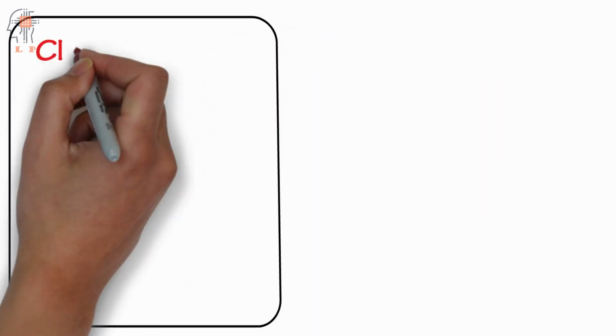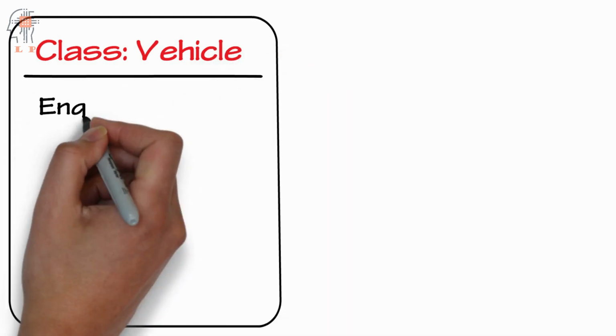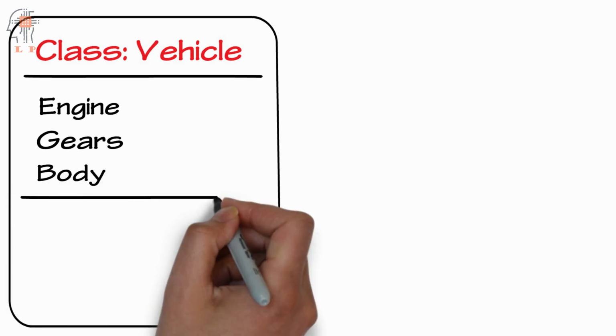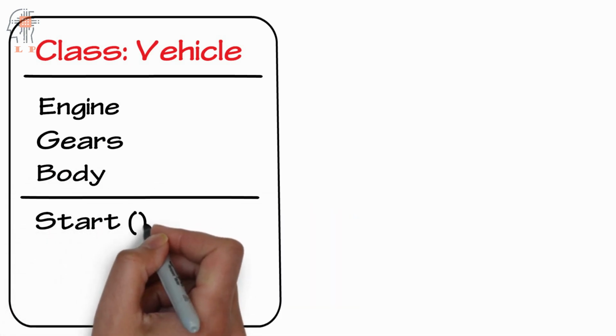Now our vehicle here is a class, which is a blueprint with all the core features like engines, gears, body and functions like starting, braking and accelerating.